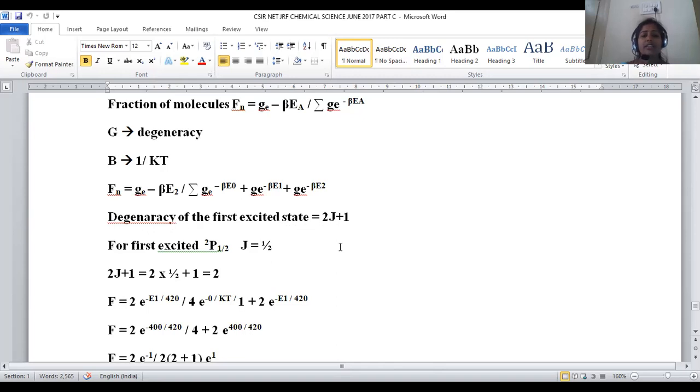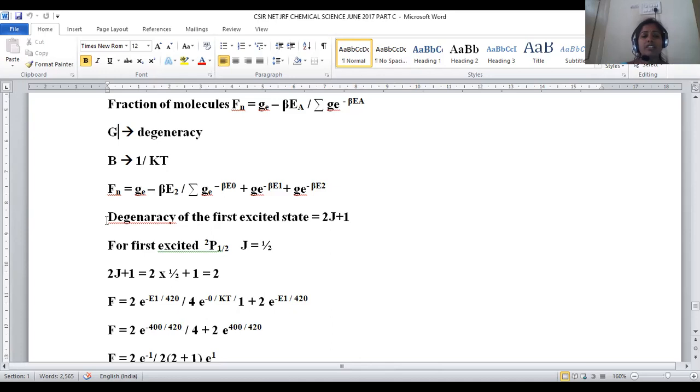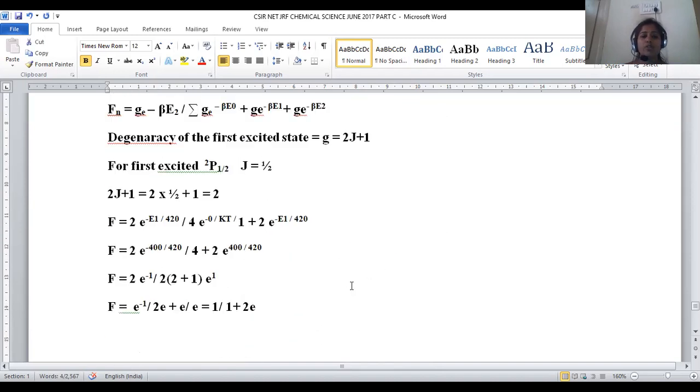Degeneracy of the first excited state is denoted with which symbol? g. So this g, the degeneracy, is equal to 2J plus 1. Okay. So here for the first excited state 2p 1/2, this is given within the problem only. In the term symbol, the middle letter denotes the L value, the superscript value denotes the 2S plus 1 value, and the subscript denotes the J value.